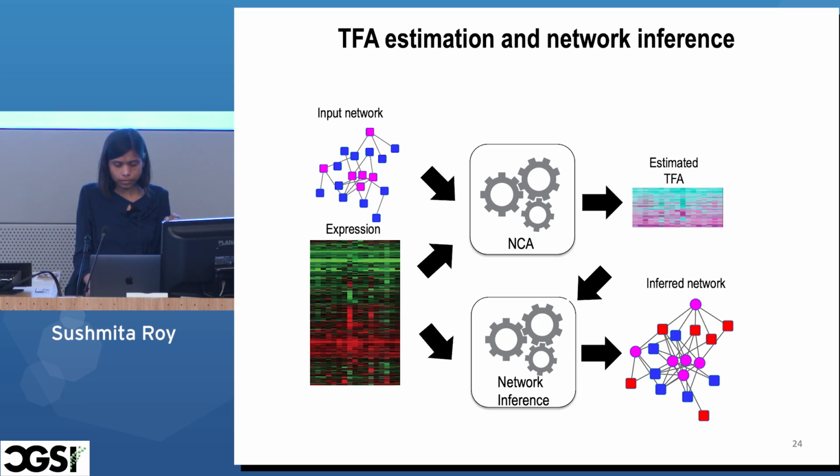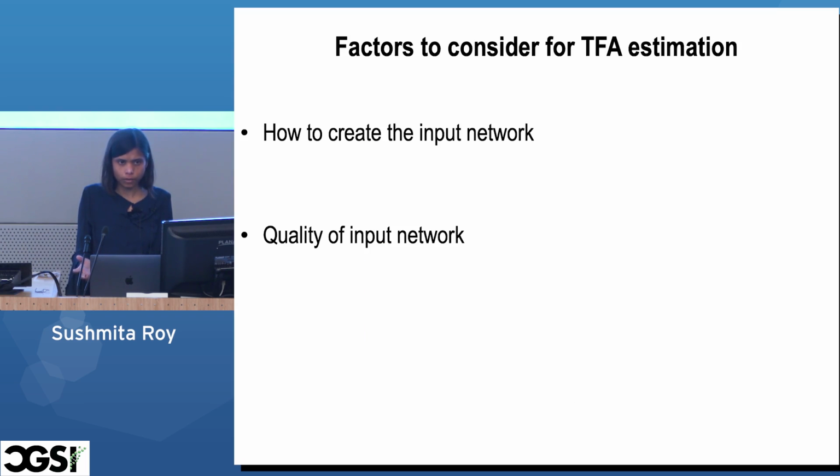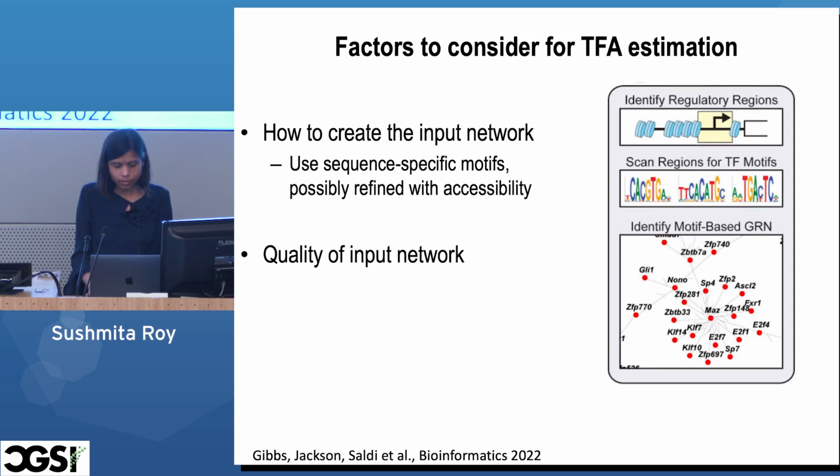Now, the question is, how do you create the input network, and how much does it actually matter? If, for example, you had a very good input network from the get-go, do we really need to do gene regulatory network inference? We've kind of solved the problem. So this maybe answers Smita's question. To create the input network, you can use sequence-specific motifs, possibly refined by accessibility, and you can use that to get the first initial network.